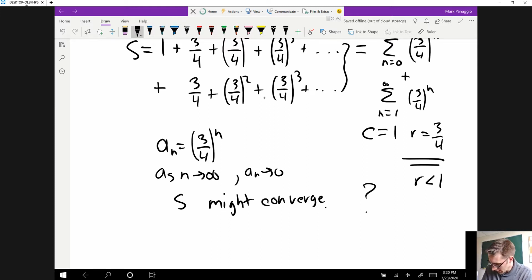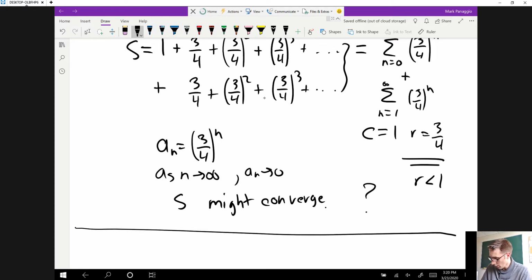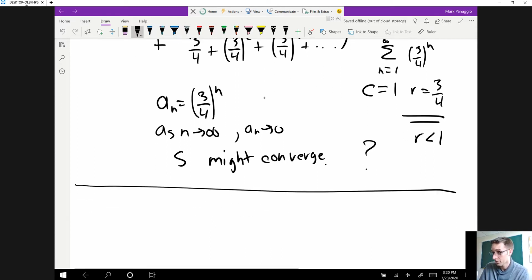All right, so there's a second example where a geometric series arises. We will come back to this problem and actually figure out whether it does indeed converge and what it converges to if it does, and again in the next video.